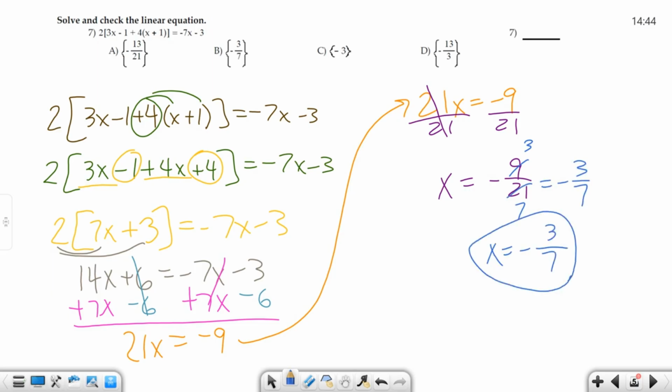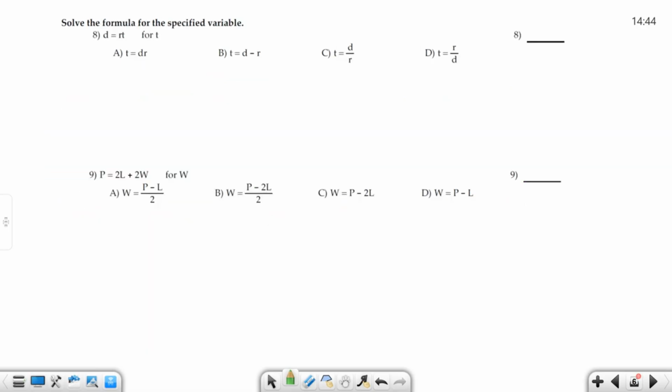Is that one of our answers? Yes, and you'll notice they have these squiggly brackets around negative 3/7. That's just saying it's a solution set with only one element, or one number, which is negative 3/7. So I wrote it x equals, they wrote it as a solution set. And so that one was B.